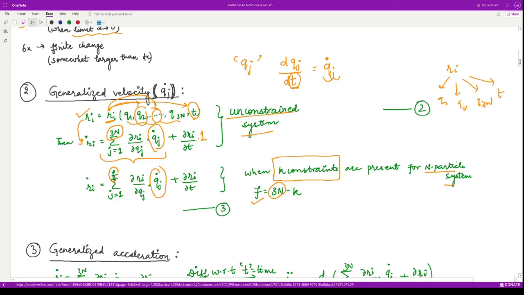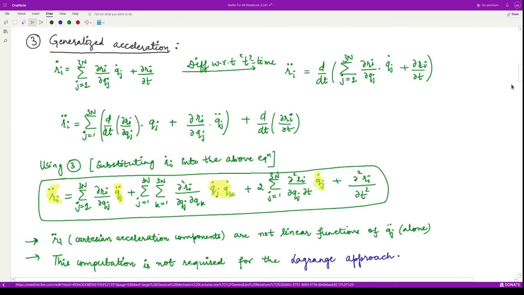So now let us move on to generalized acceleration. As you might be guessing, we have differentiated this position vector Ri to obtain the generalized velocities. Now we'll differentiate it again to obtain the generalized accelerations, right? So we had this relation as we have just derived above. We can differentiate it again with respect to t. So here what we do, we just differentiate this whole factor with respect to time.